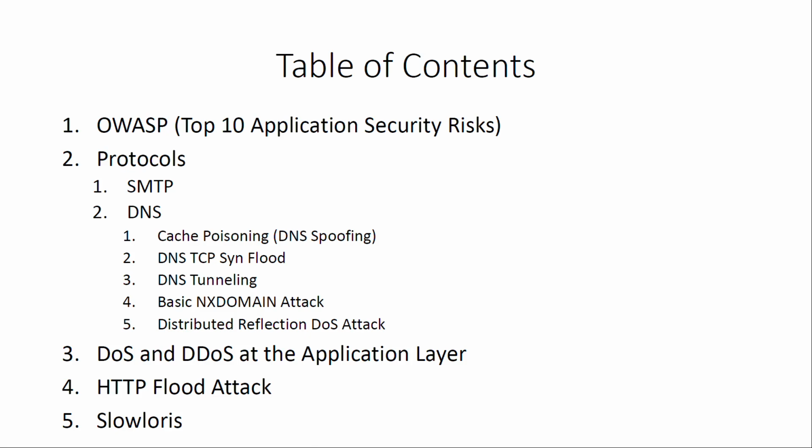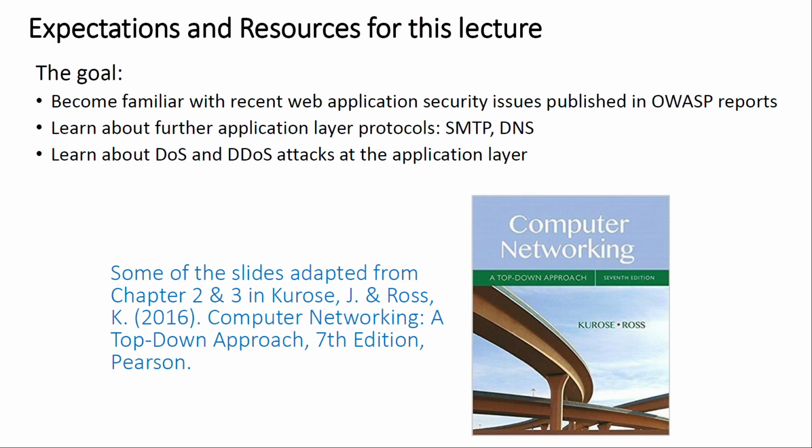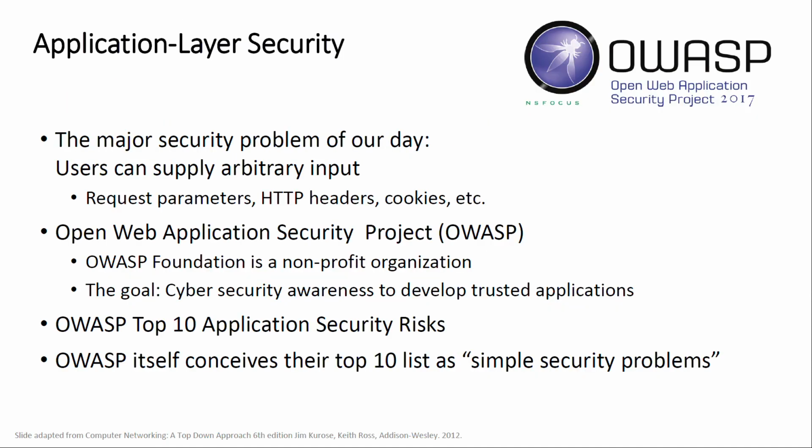SMTP, which we use for electronic mail, and then DNS, and we will talk about some DNS attacks. Then I'm planning to talk about denial of service attacks at the application layer, then HTTP flood attack and Slowloris, to finish this week's topics. The goal of this week is to become familiar with recent web application security issues published in OWASP reports, learn about further application layer protocols like SMTP and DNS, and learn about denial of service attacks and distributed denial of service attacks at the application layer.